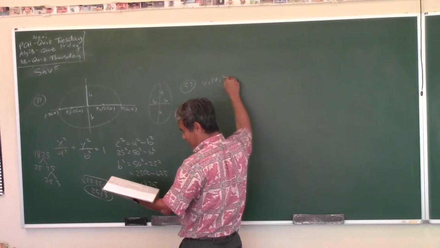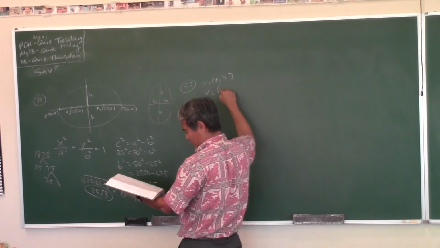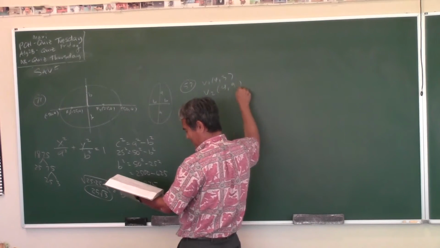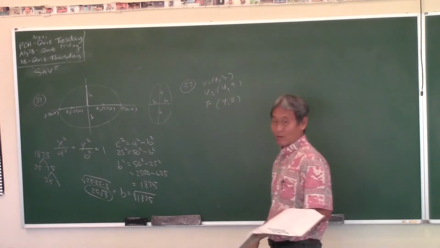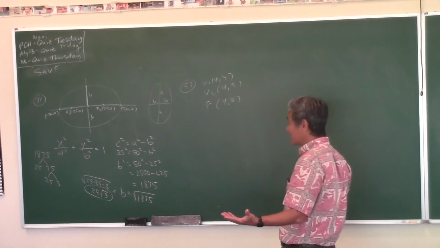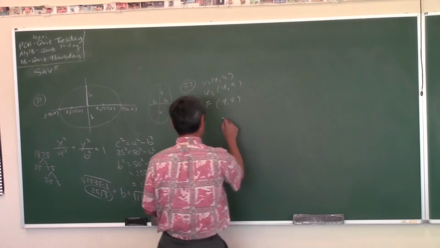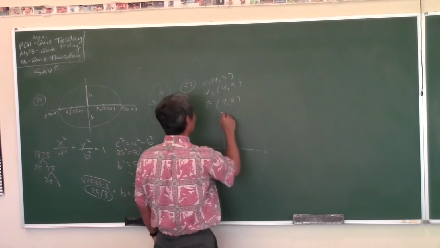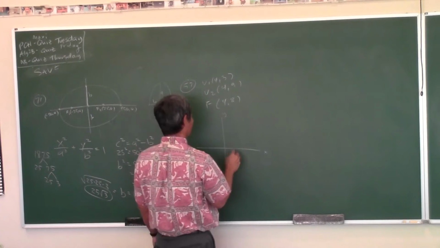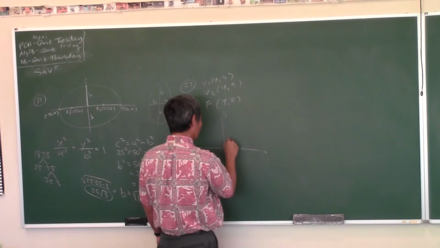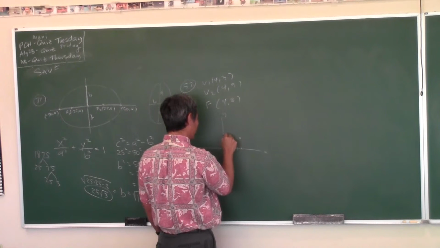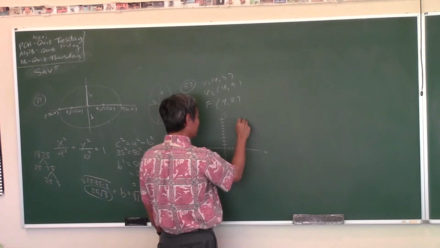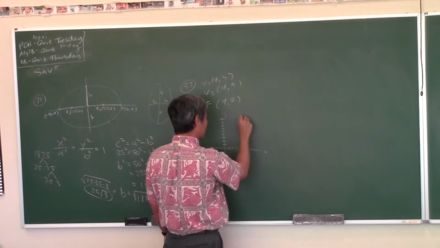Vertices are at (4, 3) and, I'm trying to concentrate here, (4, 9), and one focus is at the point (4, 8). Write the equation of this ellipse. Okay, so the best thing to do is draw a picture. So (4, 3), and then (4, 9). So these are the two vertices, like that.